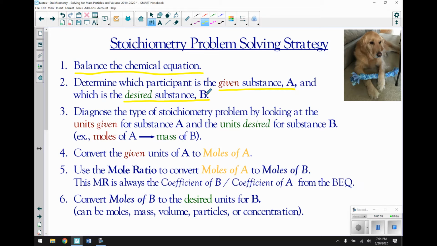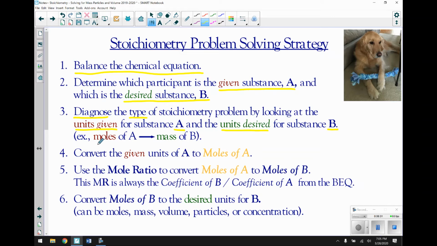Then you're going to look at the units given for A. Is it moles? Is it mass? Is it particles? And you're going to look at the units we want to calculate the amount of substance B in, for example, grams, particles, liters, things like that. And that's going to allow us to what I call diagnose the type of stoichiometry problem.